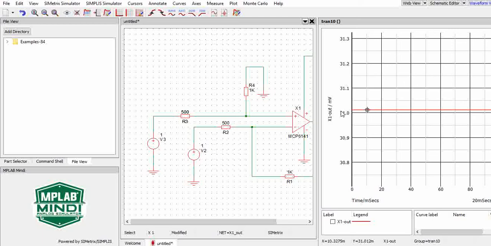That is because of the offset voltage of the op amp, which translates into an output voltage here. So that is how we see the output voltage of 31 millivolts. But it is clear that the output is nearly 0 as per our calculations.